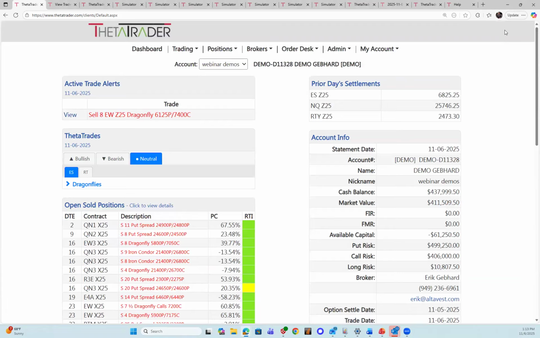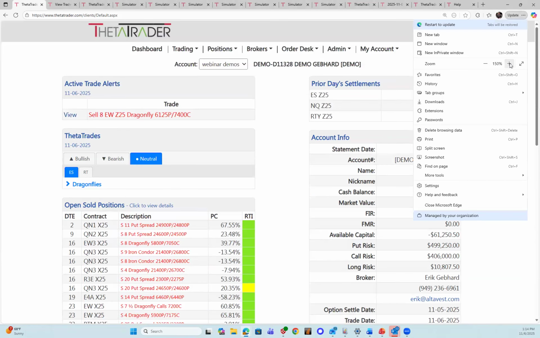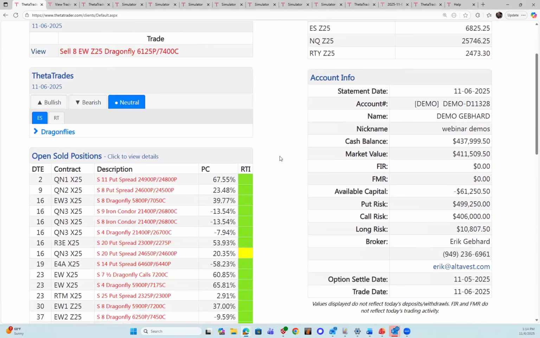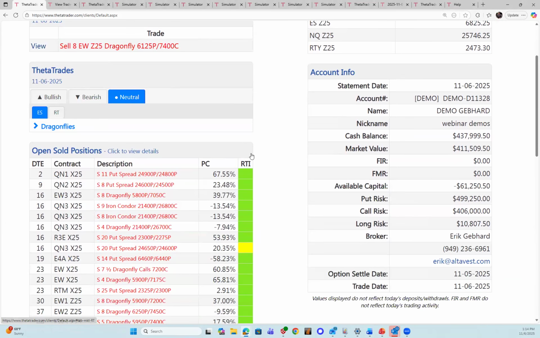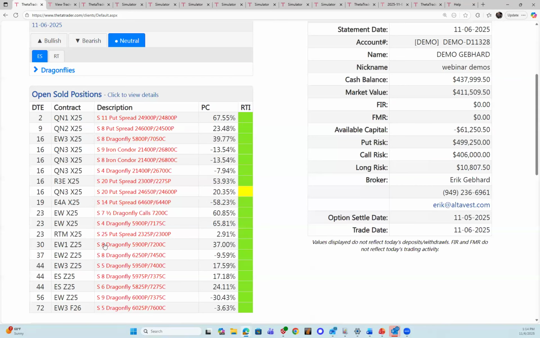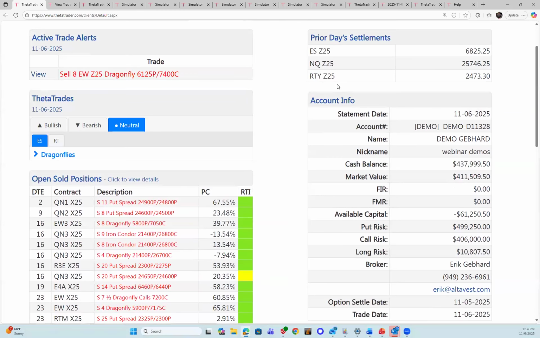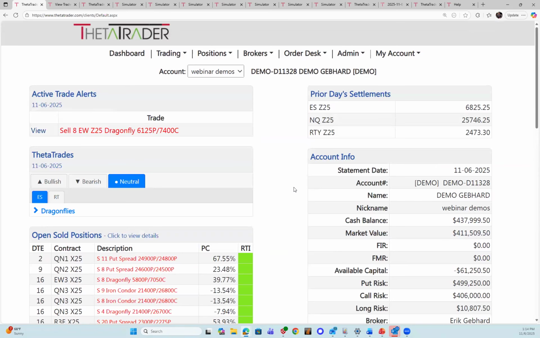So let me explain the dashboard to you. Let me zoom in just a notch, maybe if that helps you out. You'll see any active trade alerts up top, and we'll dig into that in a second. These are all the theta trades here. This is your open short position summary. Any open long positions here. This would be your account info. This is all integrated with your AltaVest trading account. So keep in mind that this technology, Theta Trader, is the platform that AltaVest developed and uses for its client base. So this is our technology.